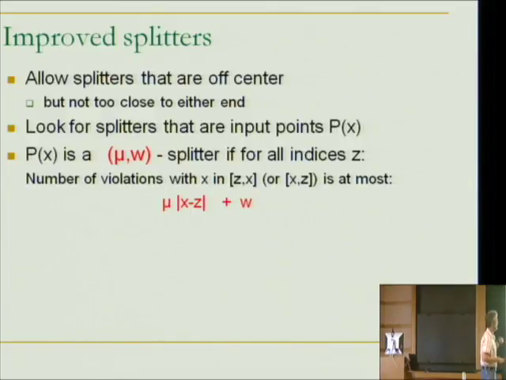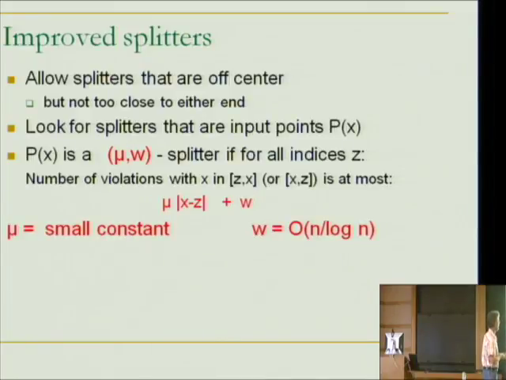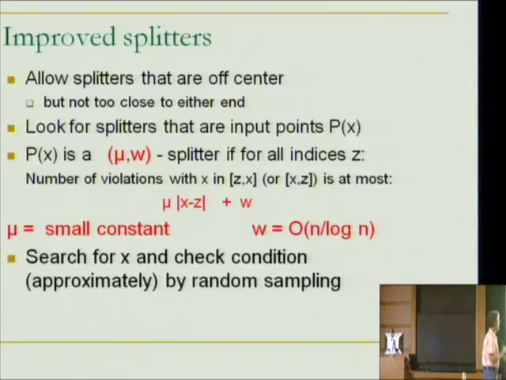You have this additive error term, which will be about n over log n, and mu will be a small constant. We can search for x and check this condition approximately by random sampling. You just have to think about it. You look for x randomly. You don't have to check every z. You just have to check a random set of z's.